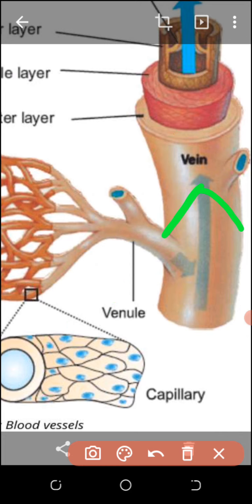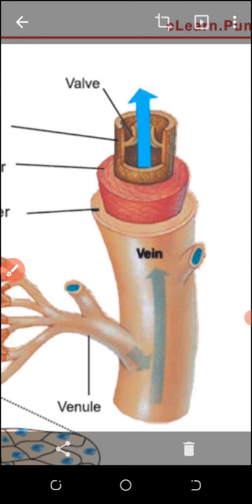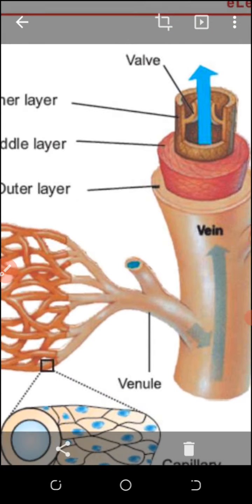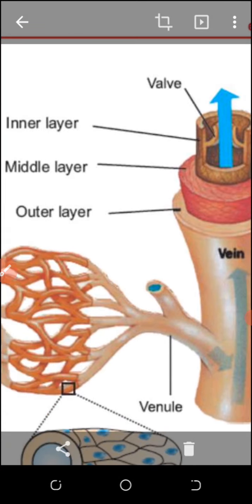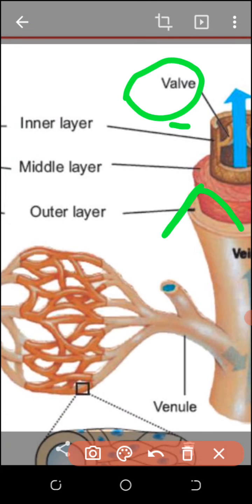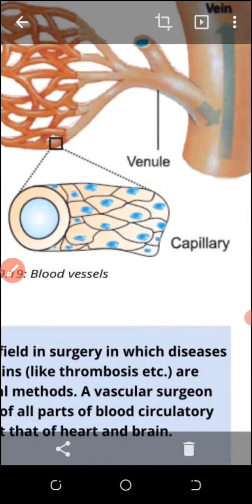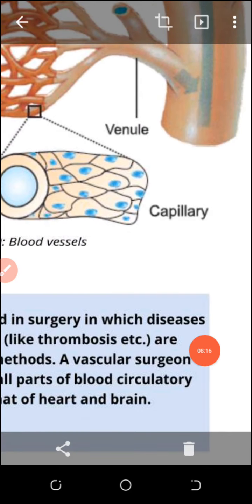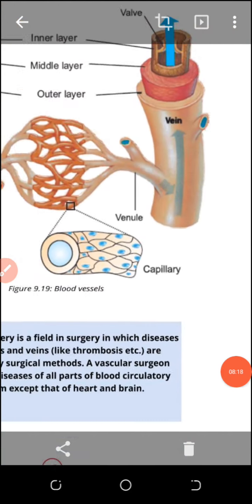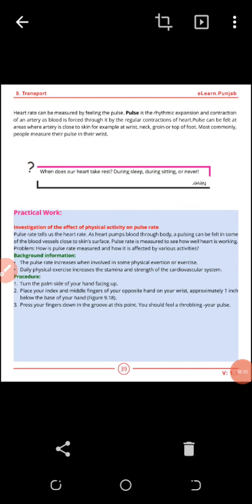So there are two significant differences between veins and capillaries. Veins consist of the valves, and the veins' middle layer is almost the same but thinner than artery, because maximum pressure is not present, because veins are not coming directly from the heart, they are carrying the blood against the force of gravity towards the heart. So these are some details.